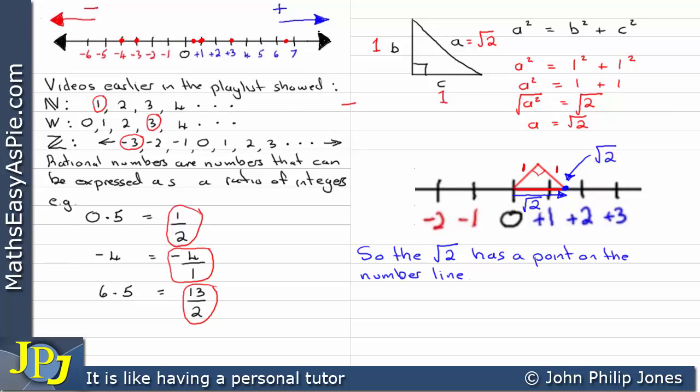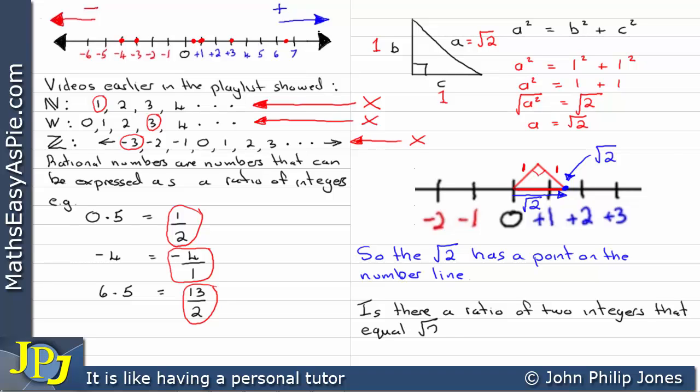Using the number line as our reference, we should clearly see that the square root of 2's position is not a natural number position. It is also not a whole number position. Likewise, it is clearly not one of the integers that appears on the number line. A question to ask: is there a ratio of two integers that equal the square root of 2? Now the answer to this is no.